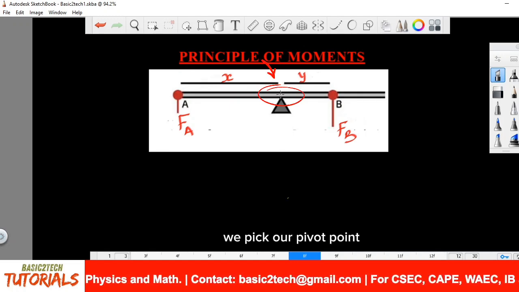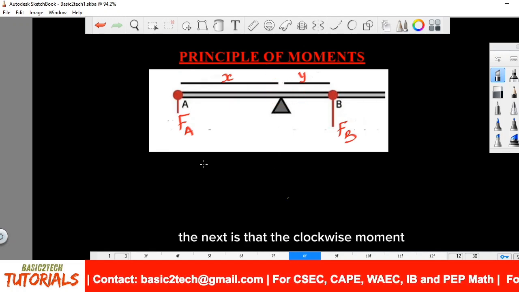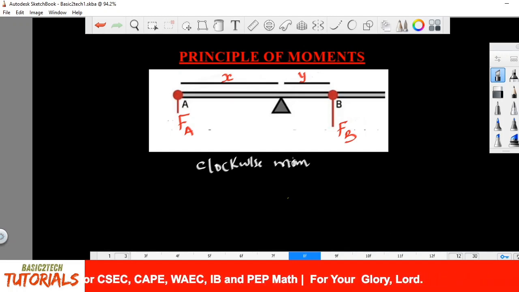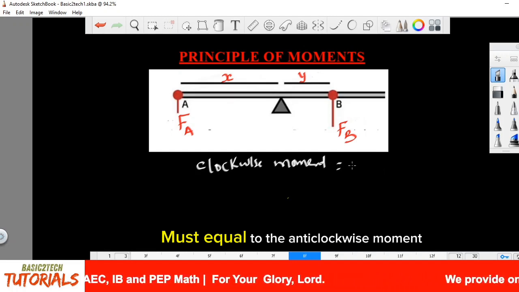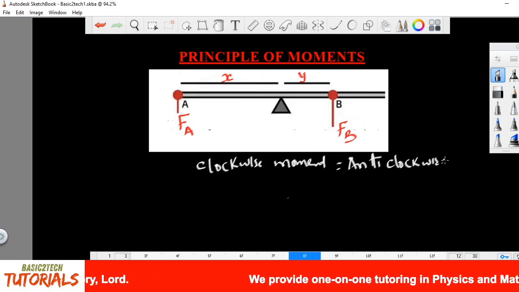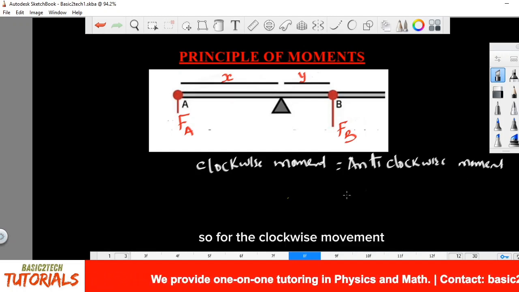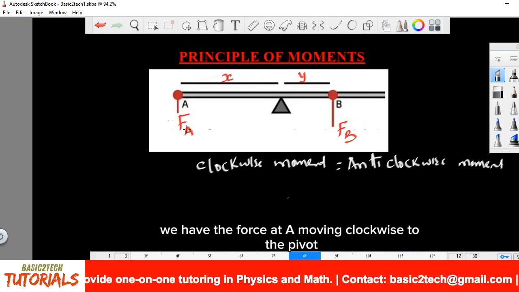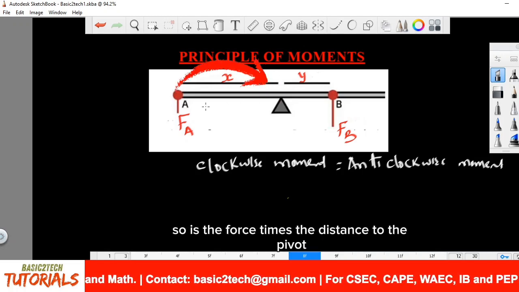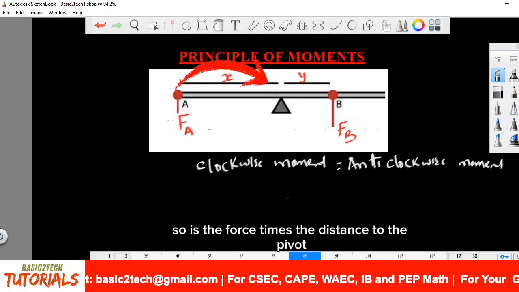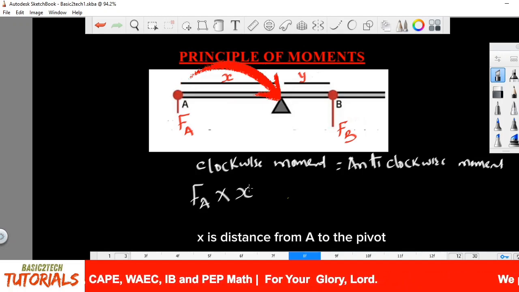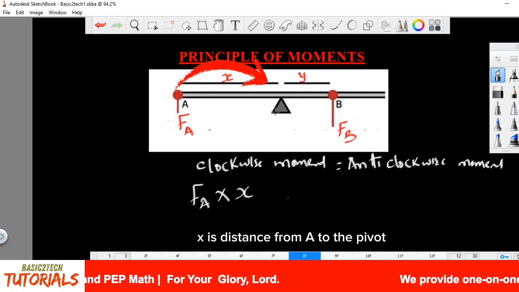First thing we do, we pick our pivot point. The next is that the clockwise moment must equal the anti-clockwise moment. So for the clockwise moment, we have the force at A moving clockwise to the pivot. So it is the force times the distance to the pivot. So it is the force FA times X. X is the distance from A to the pivot.